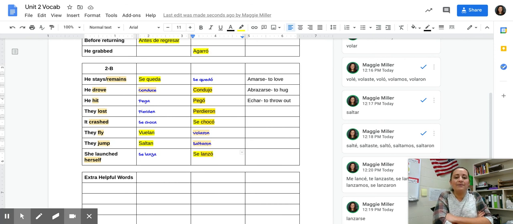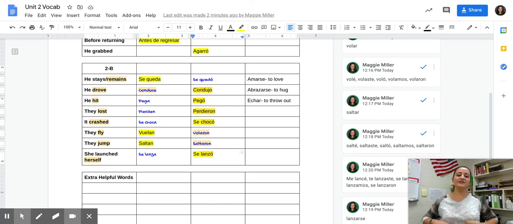Then the next one, abrazarse. Abrazarse means to hug, really each other because of the se on the ending. So to hug each other. That actually makes sense because your arm is a brazo, right? And so you can see that word right inside of hug because how do you hug each other? With your arms. And then the final one here is echar. Echar means to throw out.